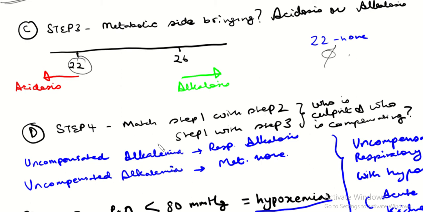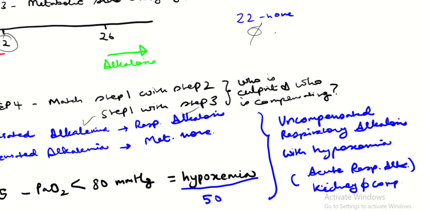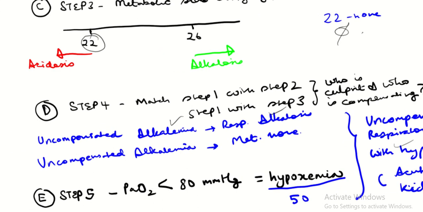So which ones are matching? These two are matching. So it's uncompensated respiratory alkalosis. And there is hypoxemia. Remember, it's 50. So it's uncompensated respiratory alkalosis with hypoxemia. So remember, it's acute respiratory alkalosis because the kidneys have not compensated. Okay? Easy?